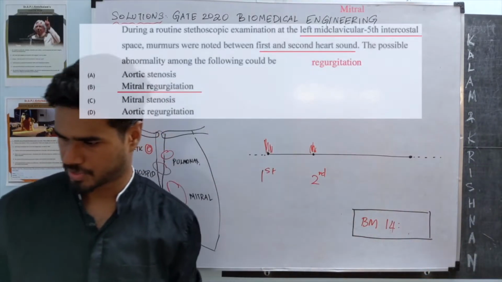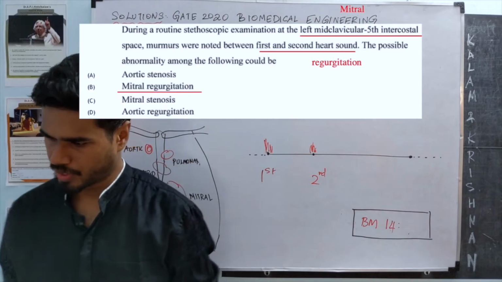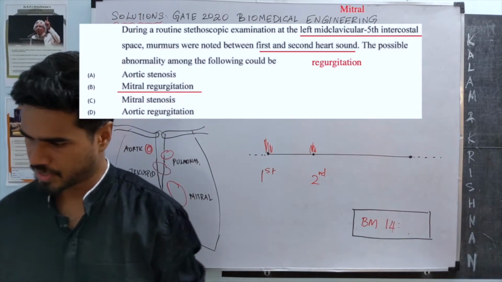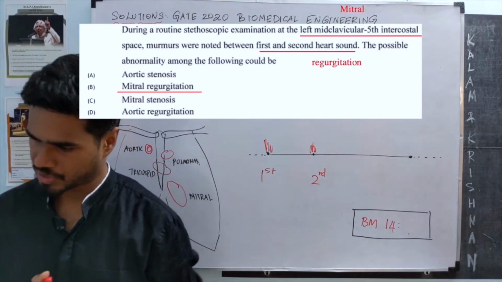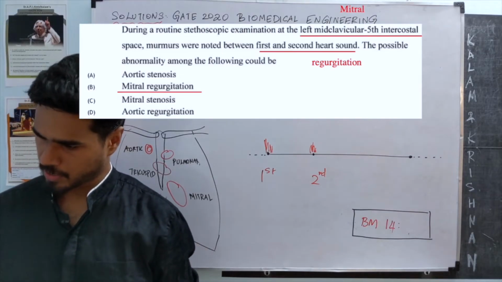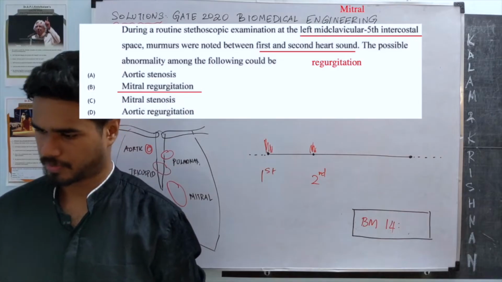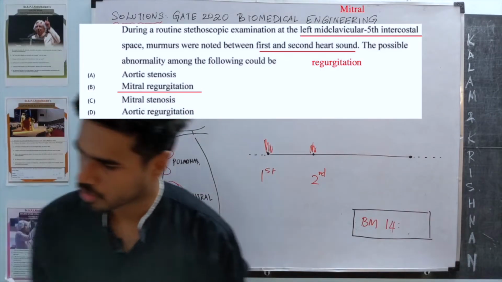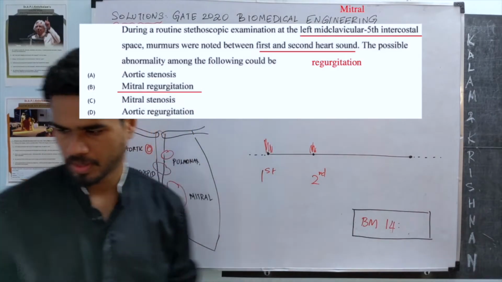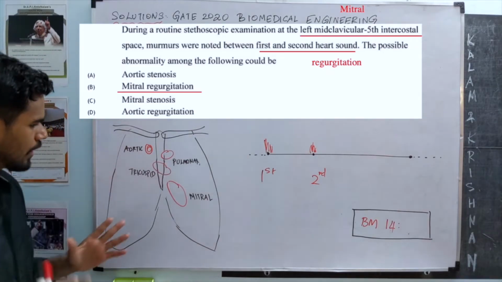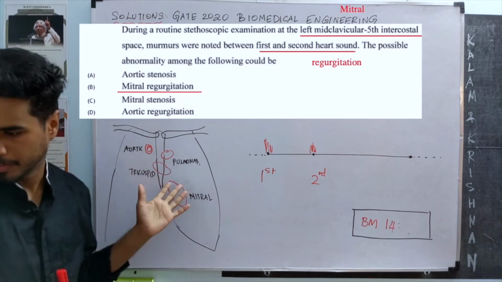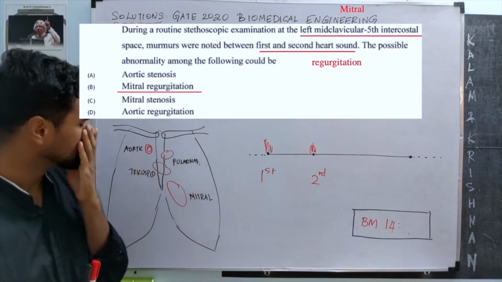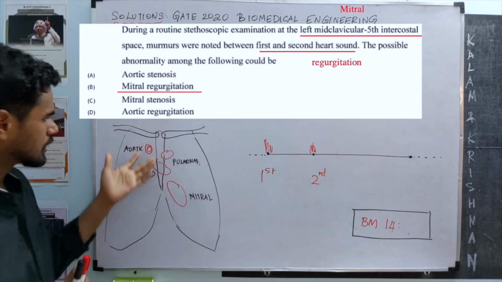Okay, 14th question. During a routine stethoscopic examination of the left midclavicular 5th intercostal space, murmurs were noted between the first and second heart sound. The possible abnormality among the following could be. Okay, so we have 2 pieces of information. One is where is that sound heard? Second, when is the sound heard? So let's look at the where.